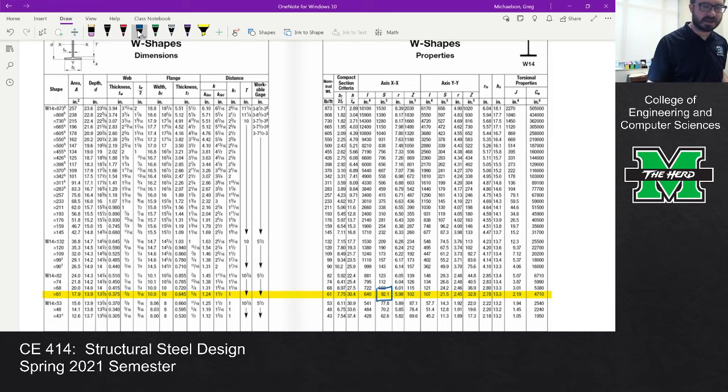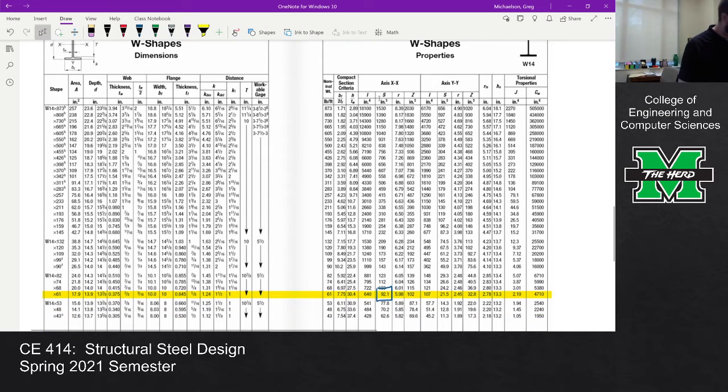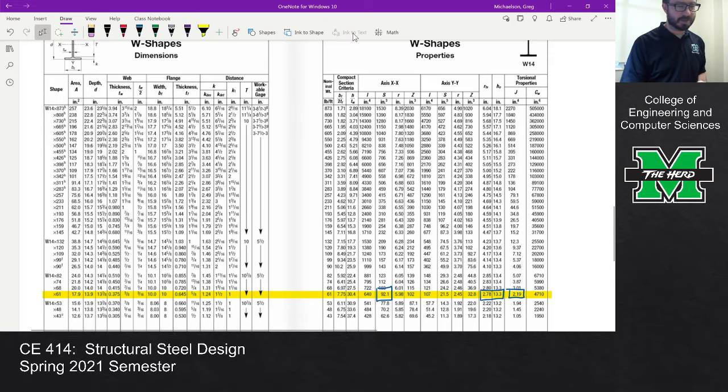So this is the W14 by 61. I'm on page 1-24 and 1-25, so you're more than welcome to follow along with me if you need. We're also going to need some of these properties over here on the right that you probably have never used before. We need this RTS and this H0. We need J, and I think that's it. Let me make sure I'm not speaking out of turn here. It would help if I was in the right chapter in the manual. So SX, H0, RTS, and J. Yeah, that should be it.